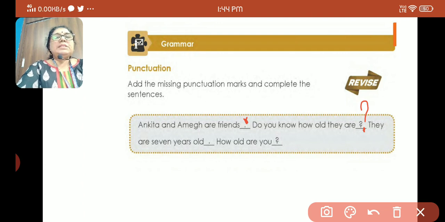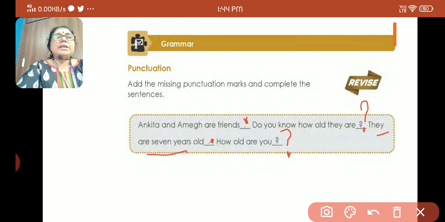They are 7 years old. It is a sentence. So we put a full stop to end a sentence. Got it? Now, how old are you? Is the sentence a question or just a statement? It is a question. So how do we end a question? We end a question with the question mark. So we got a question mark.